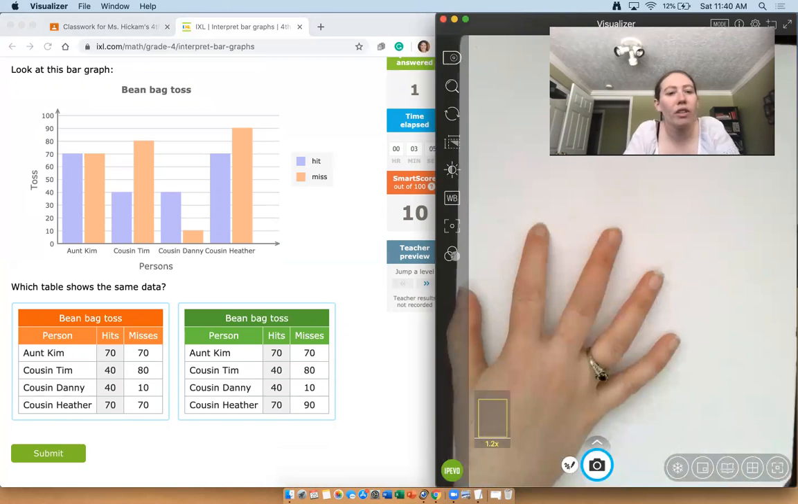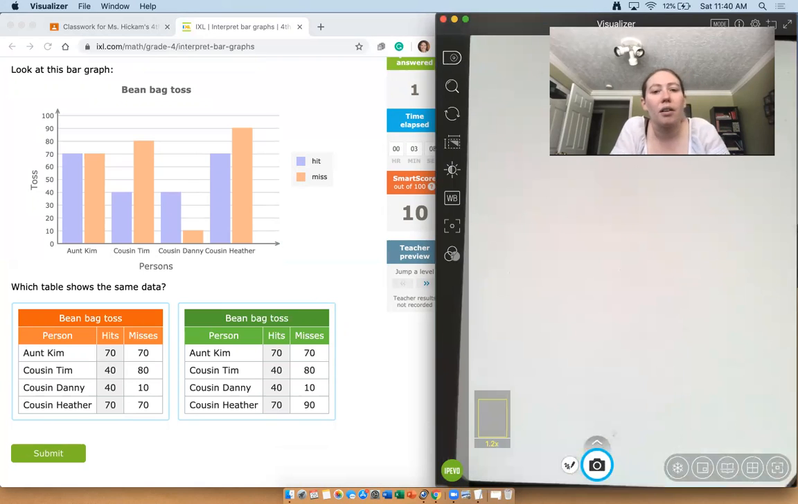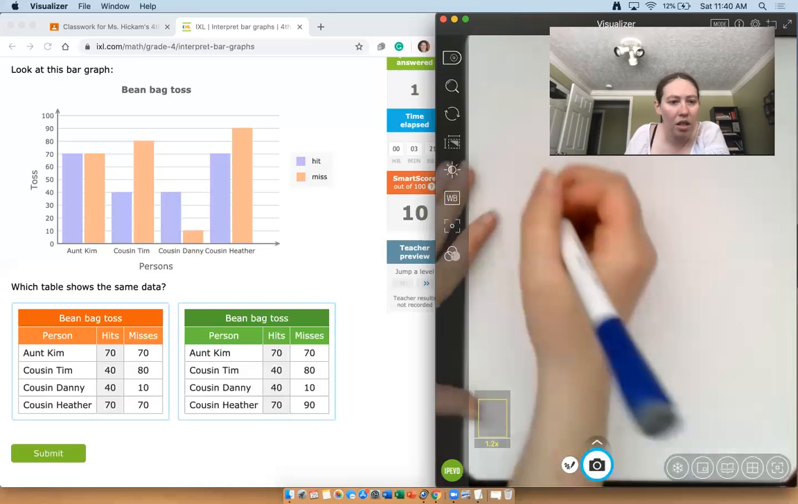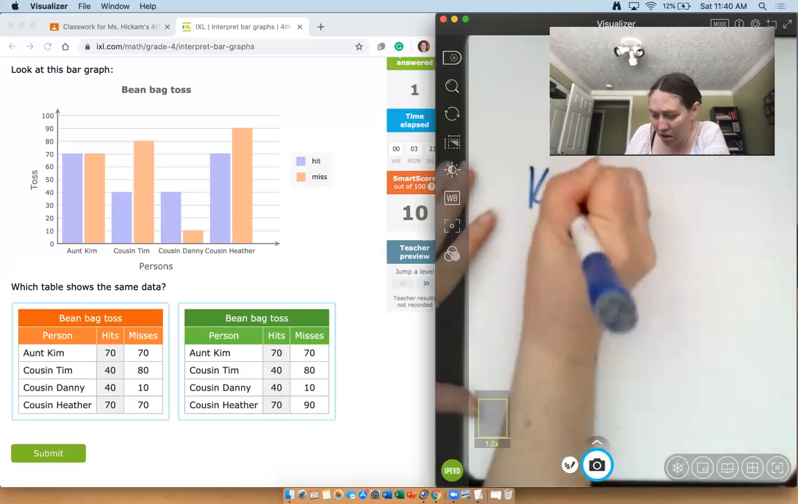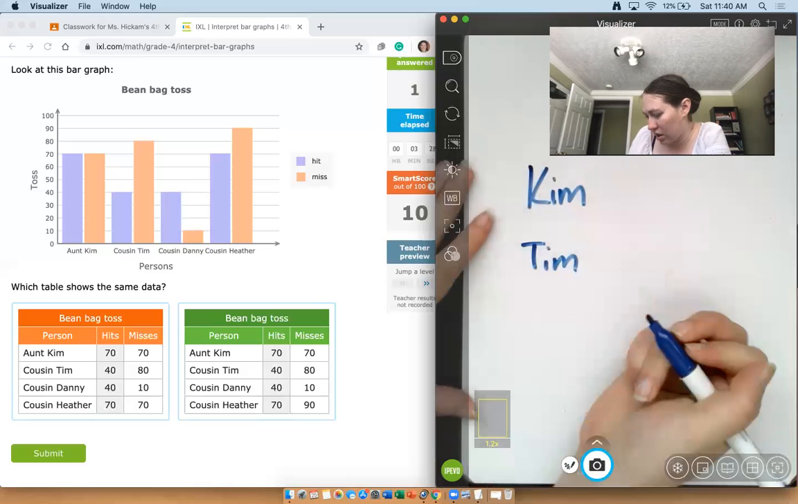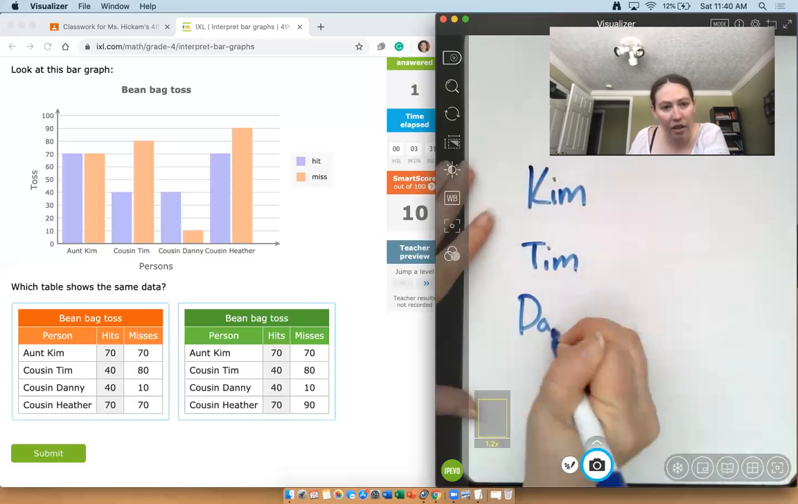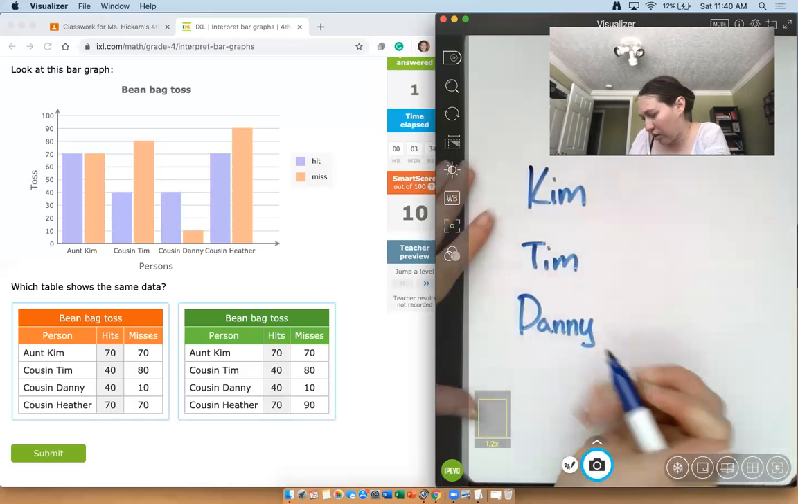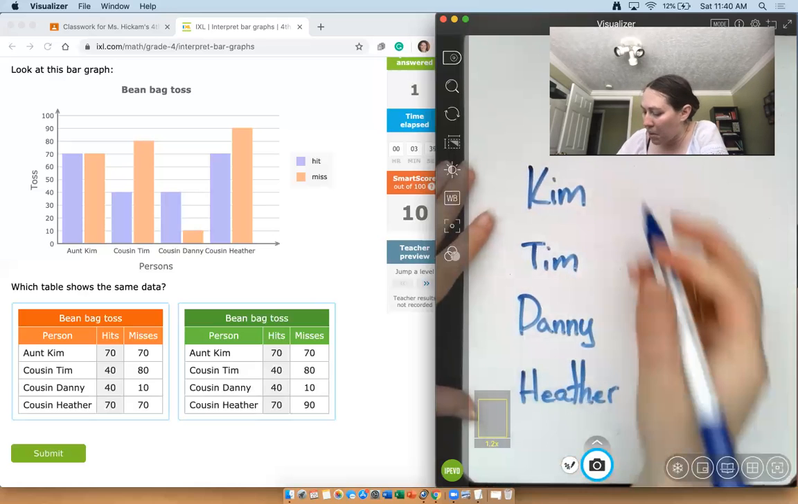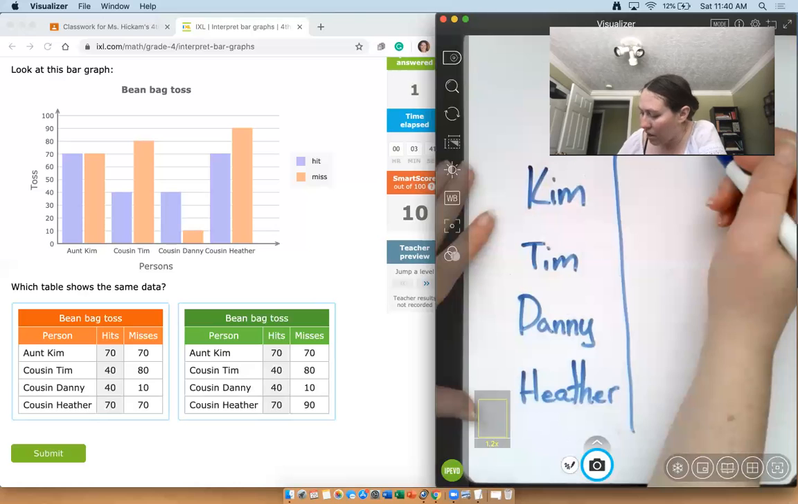Okay, so this is a beanbag toss. The lavender is hits, the orange is misses. So it's who hit it and who didn't. So I'm just going to use their first name. So we've got Kim, Tim, Danny, and Heather. Now notice mine is not as fancy as the others, but it's good enough to help me get my data down.